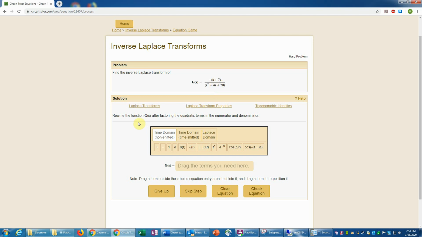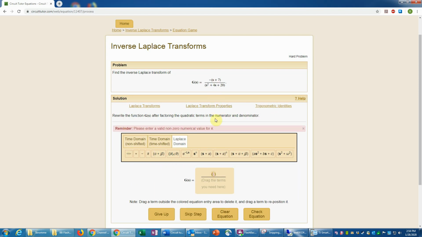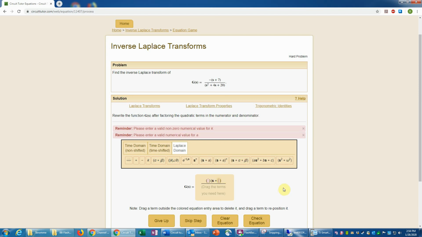So first, it asks me again to factor the quadratic terms in the numerator and denominator. It's only in the denominator here. So I need to stay in the Laplace domain because, again, it's asking me for another form of g of s, to just do this one step at a time, basically. So I'll need a fraction, and then I'll need a constant in the numerator, and an s plus a term multiplying that constant. And then the denominator, I'll need 2.